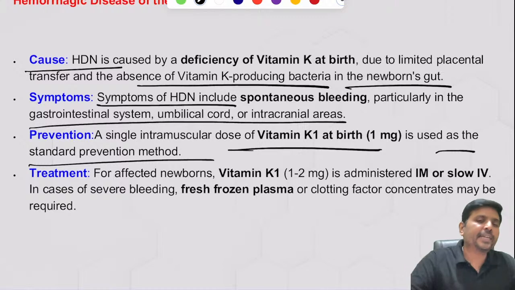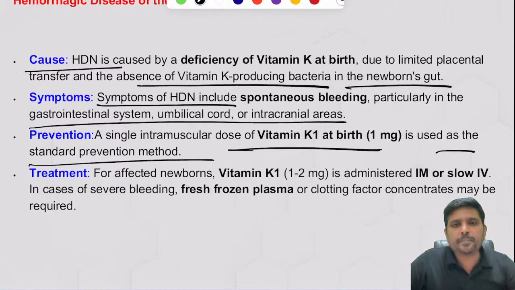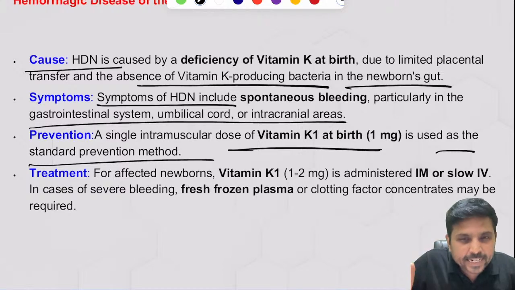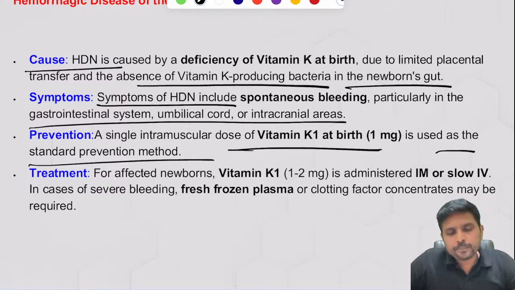The only clotting factor that is not secreted by the liver is factor 8. So, what is the management? The management is injection vitamin K. Second one is fresh frozen plasma, till the child becomes normal.